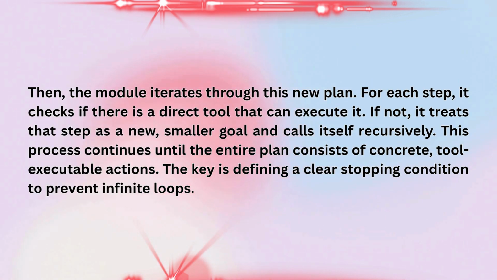Then the module iterates through this new plan. For each step, it checks if there is a direct tool that can execute it. If not, it treats that step as a new, smaller goal and calls itself recursively. This process continues until the entire plan consists of concrete, tool-executable actions. The key is defining a clear stopping condition to prevent infinite loops.